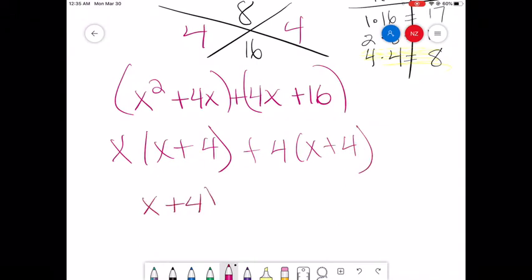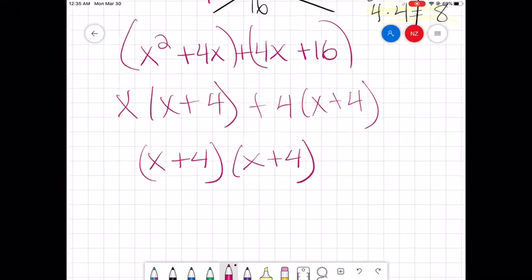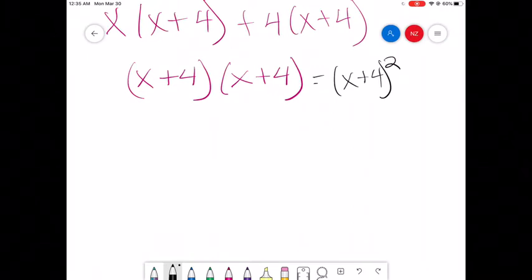x plus 4 and x plus 4. Bonus points if you know another way to write this. This is one of our special product rules, so I know it's actually going to be a perfect square trinomial. The best way to write this is going to be x plus 4 squared. That's the same thing. Anyways, my solution here would be negative 4. That would be the only one.